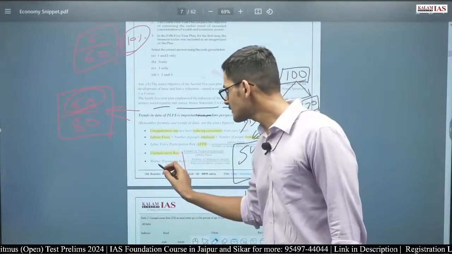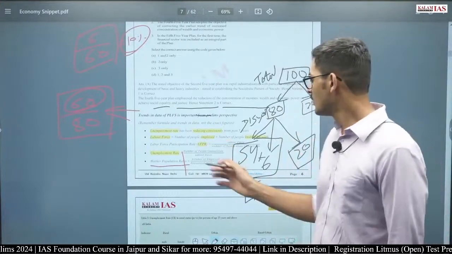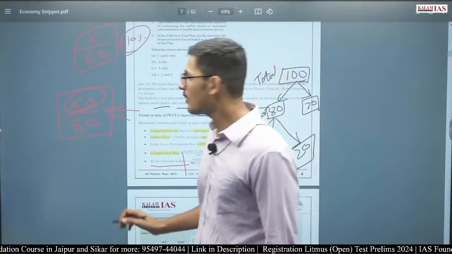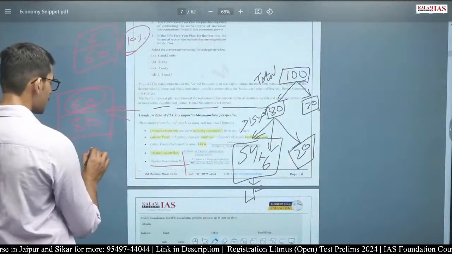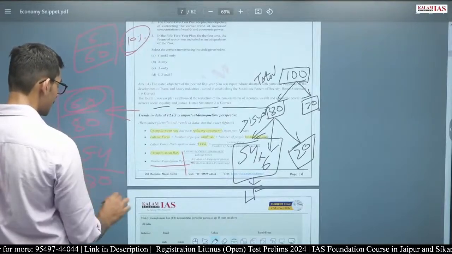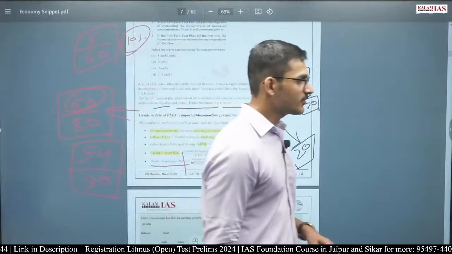And the third data is worker population ratio. Now what is worker population ratio? Worker population ratio is number of employed people divided by population above the 15 years of age. How many people are employed? 54 divided by 80. 80 is the working age population, the population above the 15 years of age.